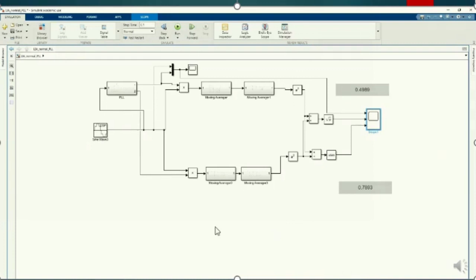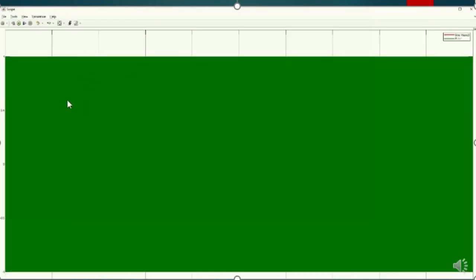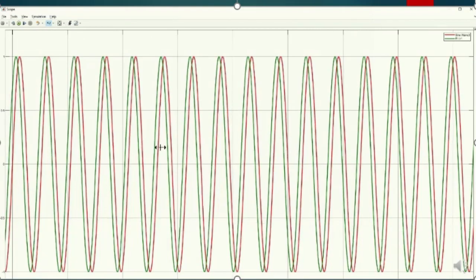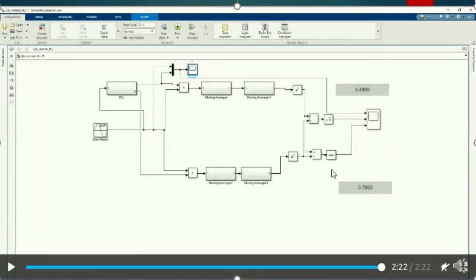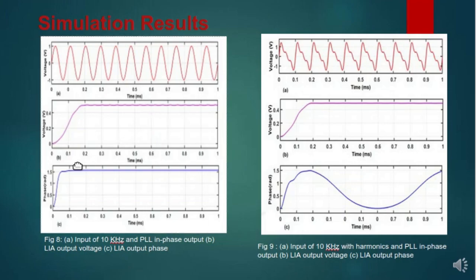Now I wanted to show the difference between using a normal PLL and using a quadrature PLL. This is the case of a normal PLL. In this case, the result is coming as we can see. It is evident that there is a constant phase difference between the incoming signal and the PLL output. That is actually the reason why we have gone for the adaptive lock-in amplifier using quadrature PLL.